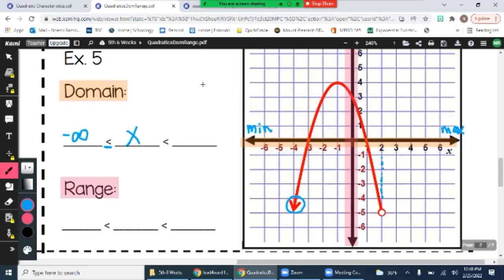Are you paying attention? What's my maximum? It lines up with the number 2. Do we underline, yes or no?